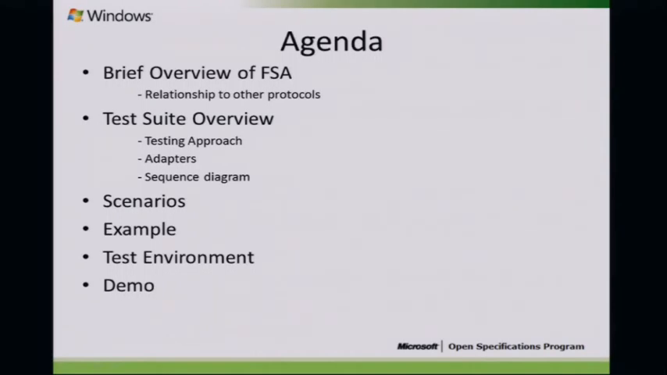So the agenda would be a brief overview of FSA and its relationship to other protocols like SMB and SMB2. Then a test suite overview, like the approach that we have used. Then adapters and sequence diagram. Then various scenarios that we have created in FSA to test most of the requirements. And then one example of how we are validating the requirements. Then test environment and then demo. So I'll just start with an overview of FSA.